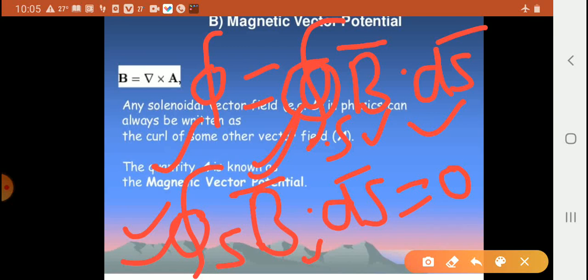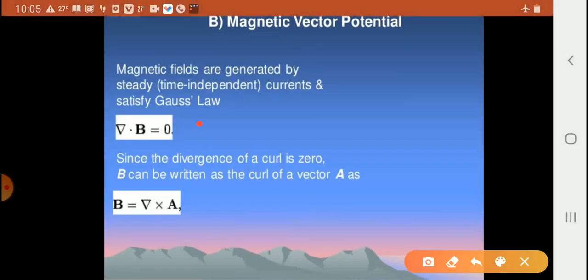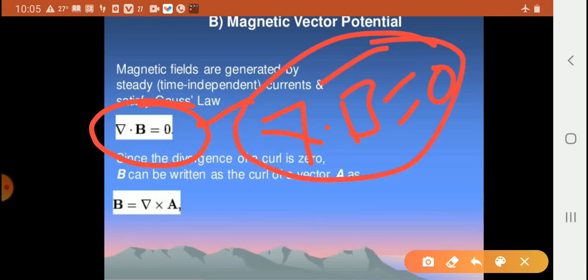But in the divergence case, del dot B equal to 0. This is Gauss's law in differential form. So del dot B equal to 0. This is Gauss's law.